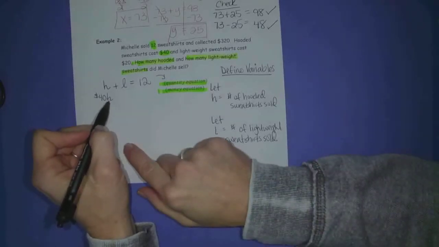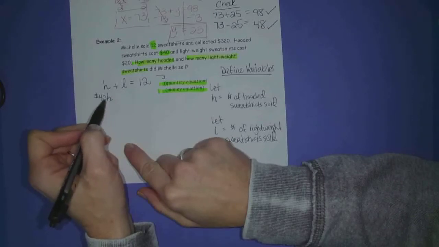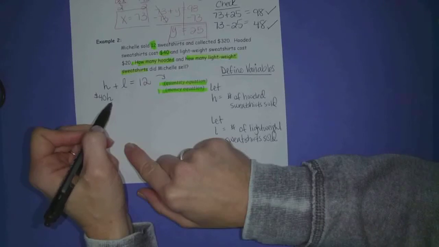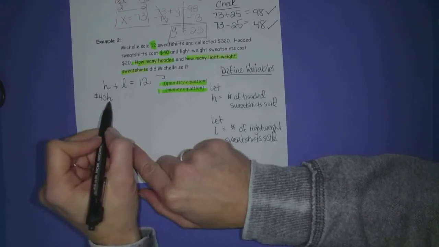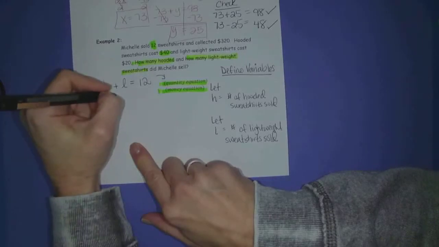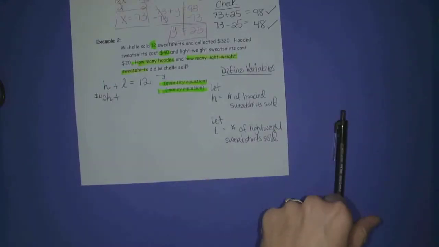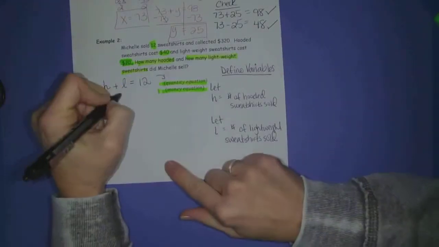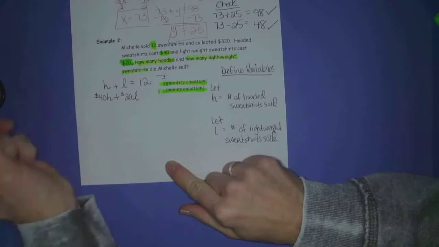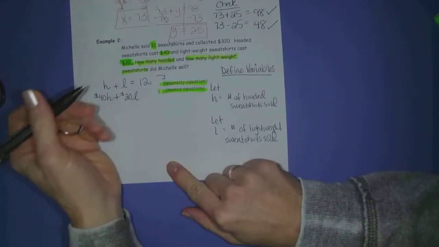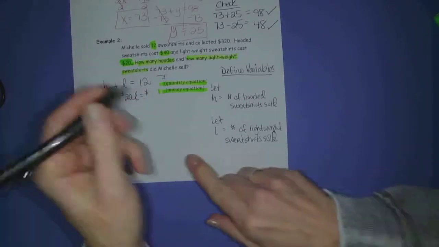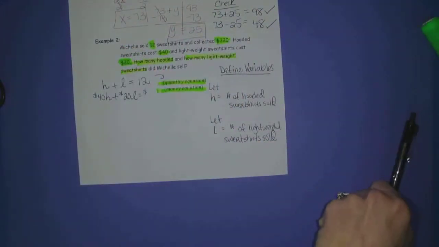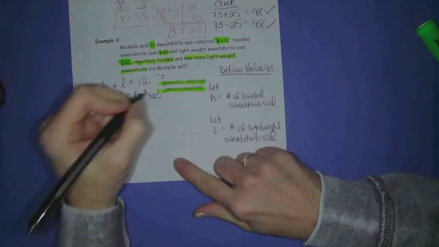So if I sell 3, if H is 3, I bring in $120. If H is 4, I bring in $160. So $40 for every hooded sweatshirt added to $20 for every lightweight sweatshirt sold will total up the total amount of money that Michelle collected, which is the $320. And there we have it.